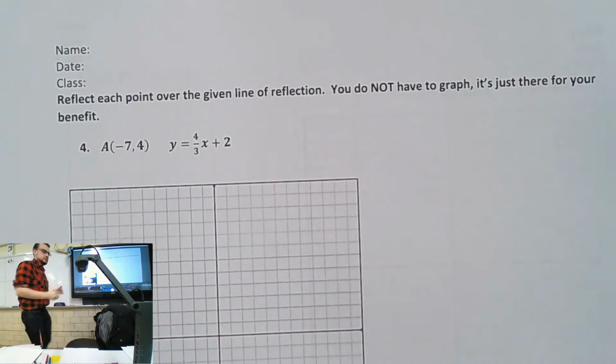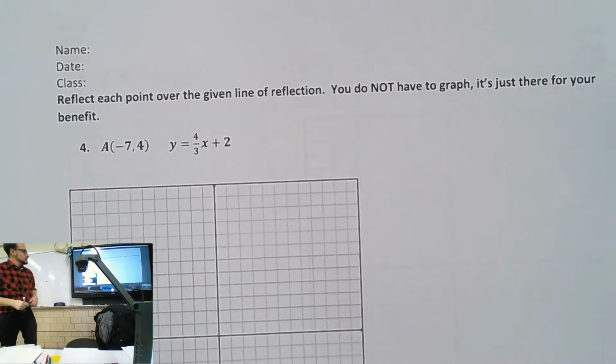Actually, we'll do it up here. Okay, let's talk about common denominators. First of all, let's do the easy thing. Do we need common denominators? No, it's multiplication. Multiplication is great with fractions.